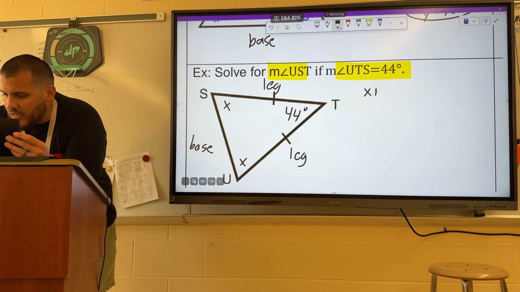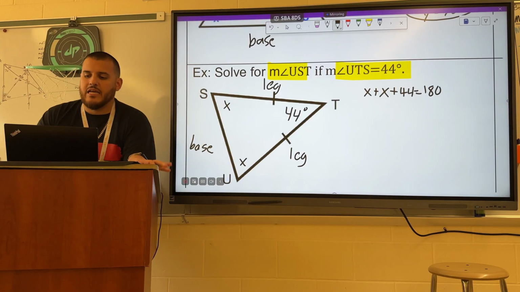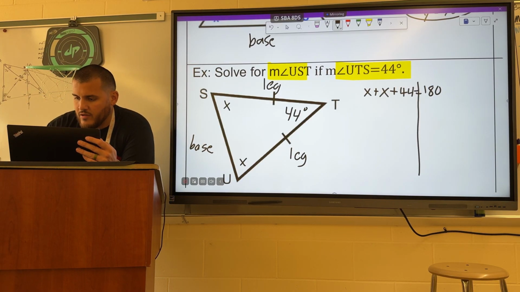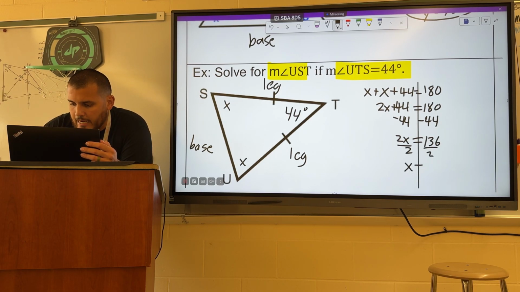So adding all three angles together is x plus x plus 44 equals 180, and we can do this algebra here to solve for the value of x. Combining like terms, x plus x gives me 2x, and then I can move that 44 to the other side of the equal sign by subtracting 44 from both sides. So that'll give me 2x equals 136. And now I can get x alone by dividing both sides by 2, and x would equal 68 degrees.